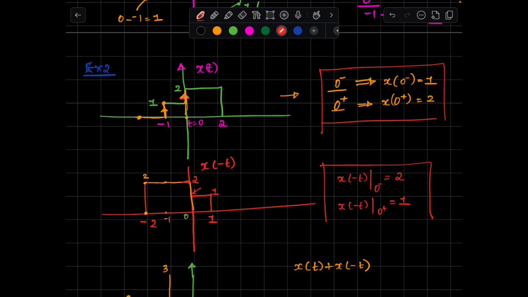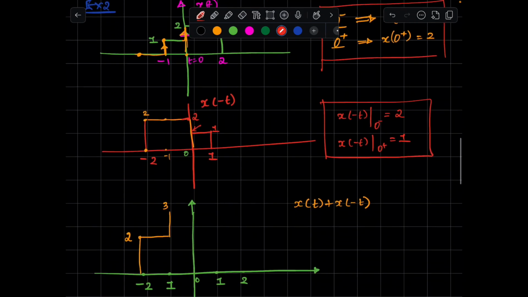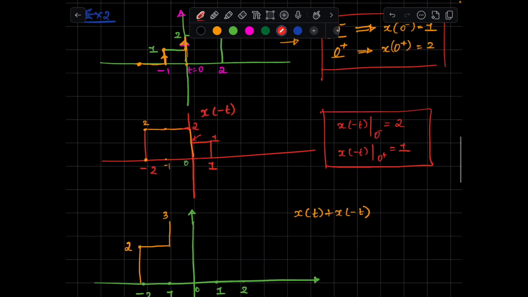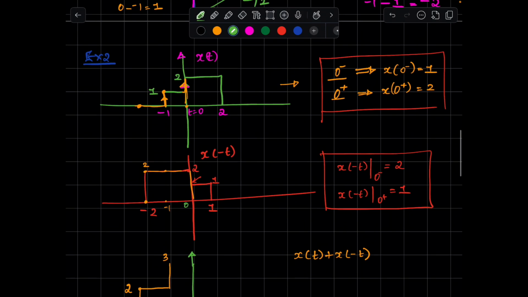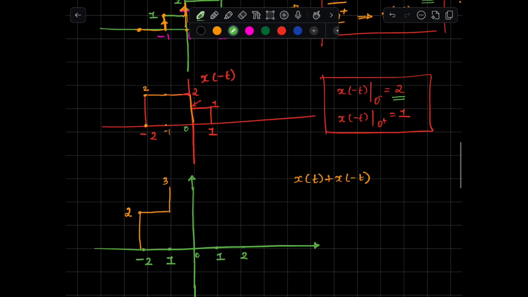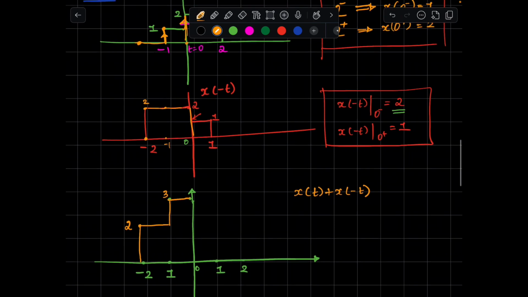Now we will just add it. We have already finished point 1. Next we will jump to 0 minus. At 0 minus, we have already discussed the amplitude is 1, and for the second signal the amplitude is 2. So 1 plus 2 becomes 3. So I can join the line. It's clear. Next, at 0 plus, what is the situation?